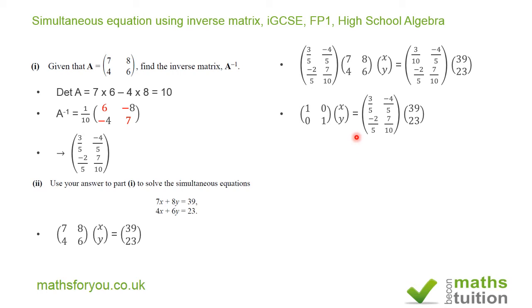Now you can do the normal matrix multiplication. So you do 3 over 5 times 39 plus minus 4 over 5 times 23. That should give you 5. And for the y value, you do minus 2 over 5 times 39 plus 7 over 10 times 23. So we end up with x y equal to 5 and a half. So x is 5 and y is a half.